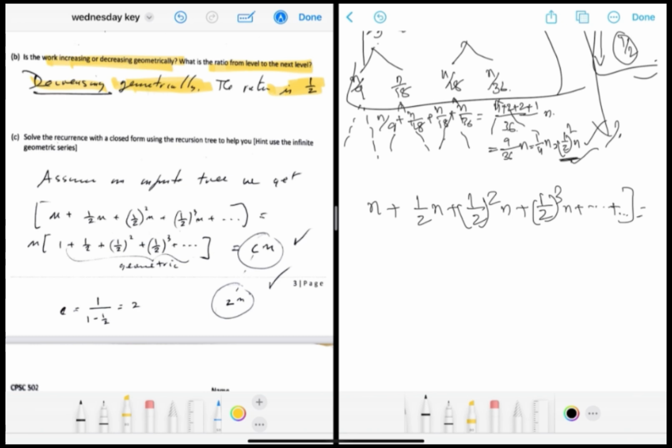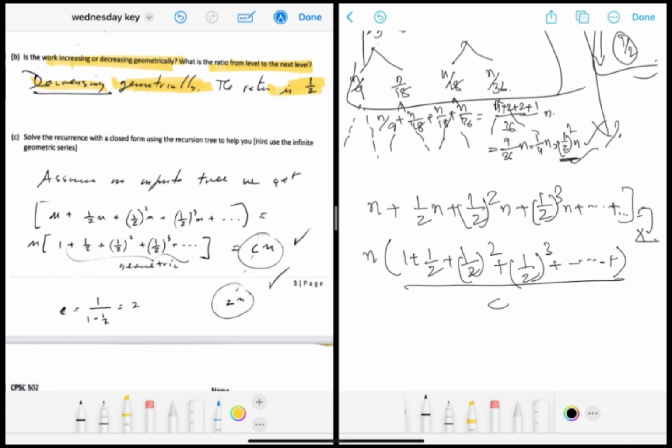Next we can take the n out and we can write this as 1 by 2 plus 1 by 2 whole square plus 1 by 2 whole cube plus dot dot dot. It is going to be some constant c multiplied by n. So we can write it as c n, with the product of c.